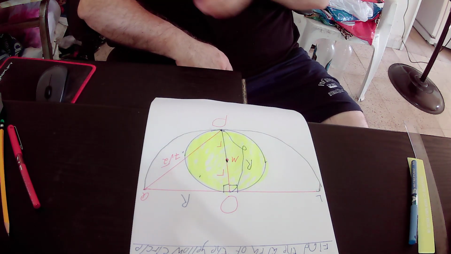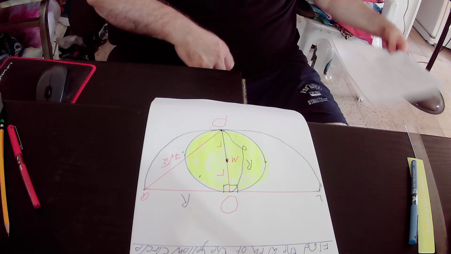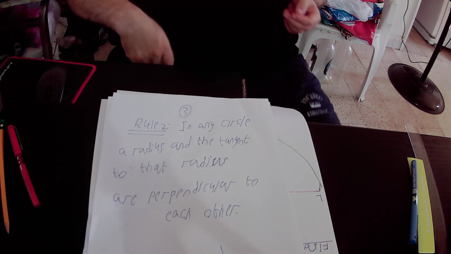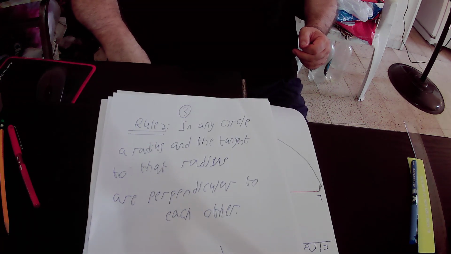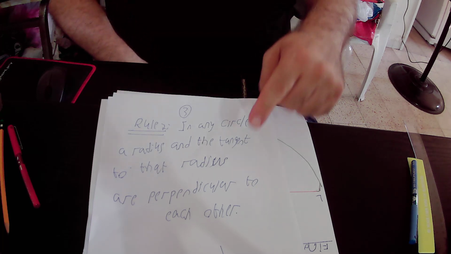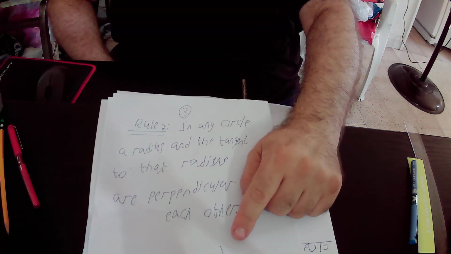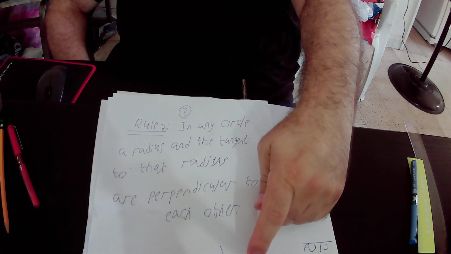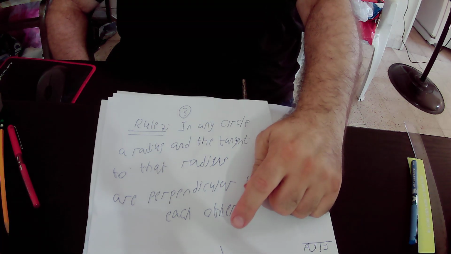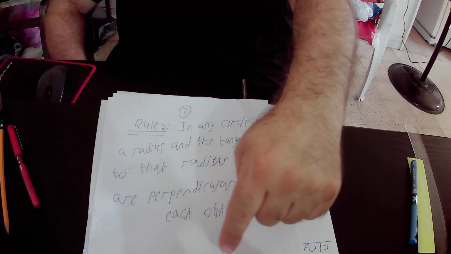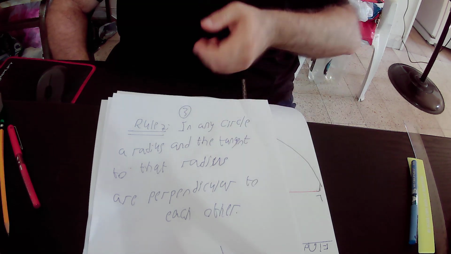And according to rule number 2, in any circle, a radius and the tangent to that radius are perpendicular to each other. So if you have a radius, we call it capital R, and the tangent to that radius, we call it capital T, then the radius is perpendicular to the tangent. That is to say, this angle is 90 degrees and this angle is also 90 degrees.